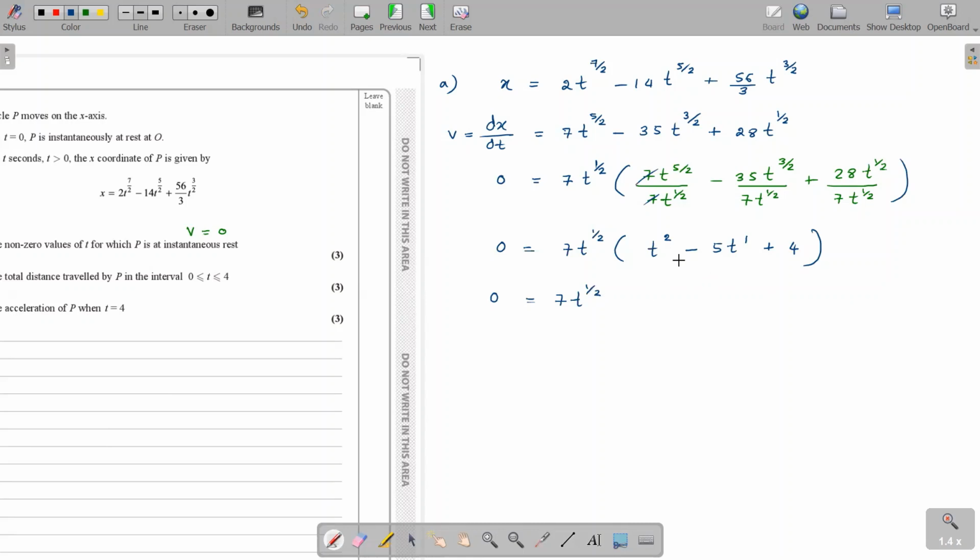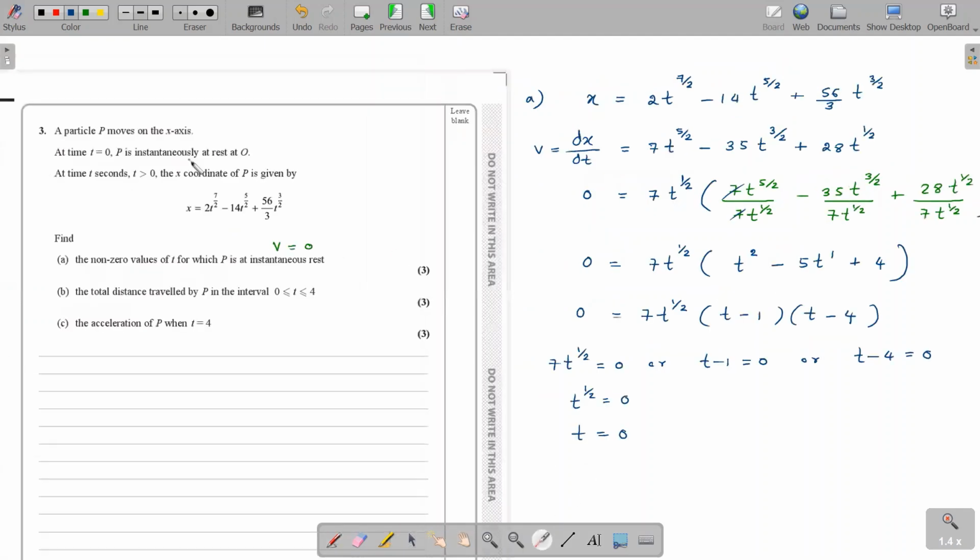I think this particular quadratic equation can be further factorized. It becomes t minus 1, t minus 4. So basically, I get the factor 7t to the power half is 0, or t minus 1 is 0, or t minus 4 is 0. Basically, t to the power half equals 0, or t is 0. We already have that because we know the object is at instantaneous rest at O at time 0. So that is not what they want. They want the non-zero values of t, so this is not what we want.